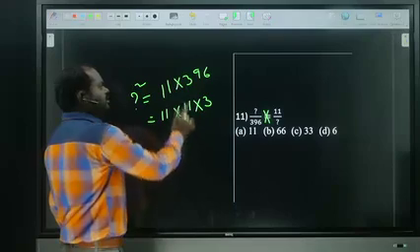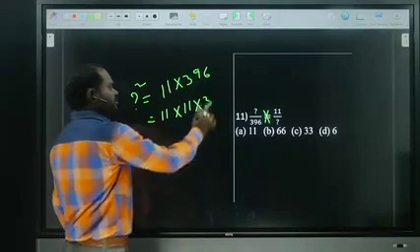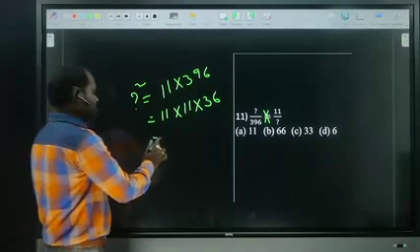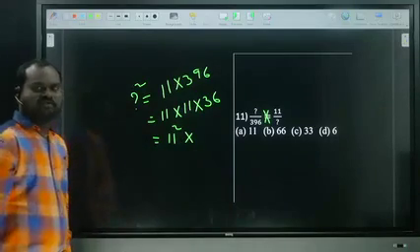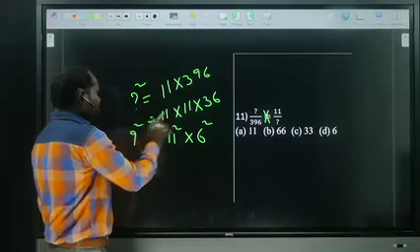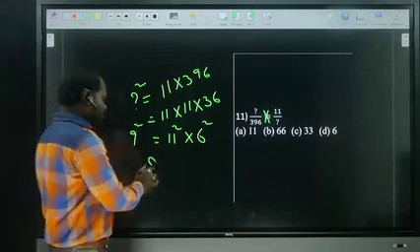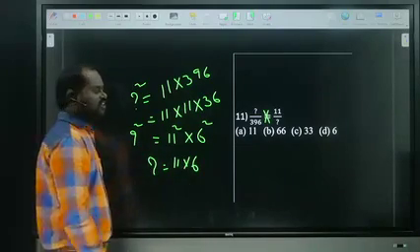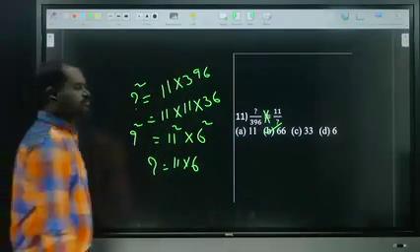Nothing but 11. 3 elevens are 33. 3 balance 6, balance 66. 11, 6. Okay? Now what we got? 11 square into 36 is nothing but 6 square. It is the value of question mark square. We require the question mark only. So what is the question mark value? 11 into 6, how much? 66. So what is the answer? 66. Clear?